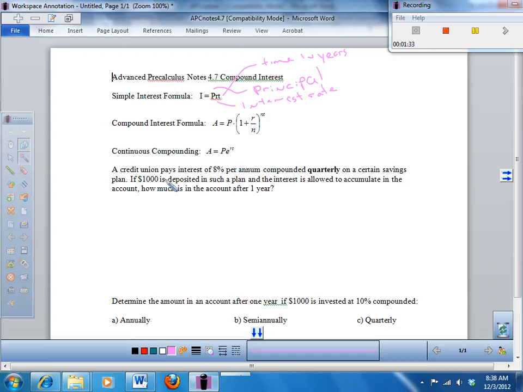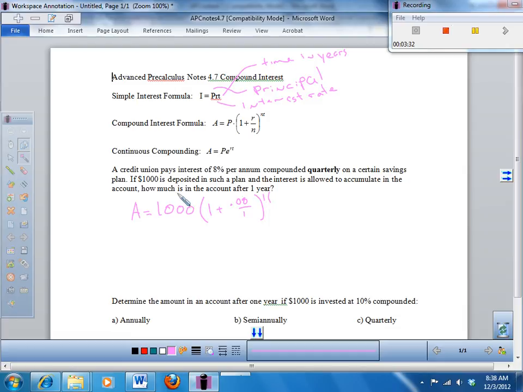Okay. So anyway, a credit union pays an interest of 8% per annum. That means per year. So that's just the way it is. Compounded quarterly at a certain savings plan. If $1,000 is deposited in such a plan and interest is allowed to accumulate in the account, how much will be in the account after 1 year? So all you have to do here is go A equals, your principal is 1,000 times 1 plus 0.08 over 1, because it's compounded annually, times 1. Quarterly. It said compounded quarterly.